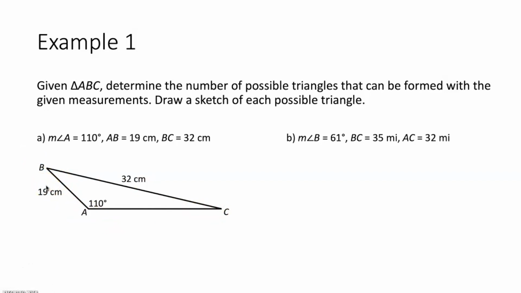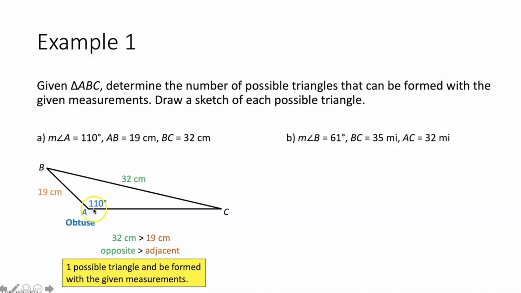The first thing you're going to do is figure out, are you given an acute angle measure or an obtuse angle measure? Well, here it looks like our anchor angle is 110 degrees, meaning we are given an obtuse angle measure. Because of that, we look at our chart and we see we just have to figure out, is our opposite side length less than or greater than our adjacent side length? Well, in this particular instance, our opposite side length is greater than our adjacent side length. And when that happens, one possible triangle can be formed with these given measurements.